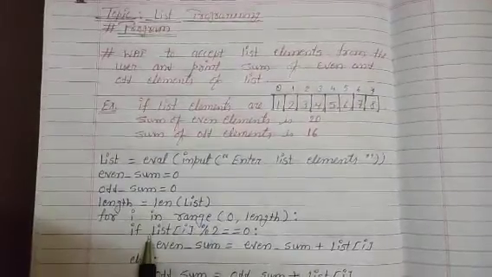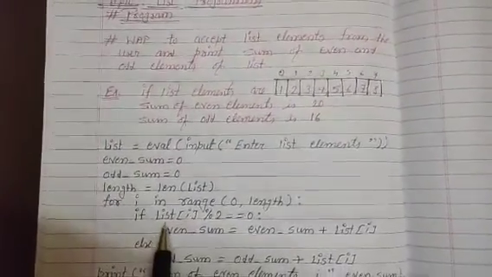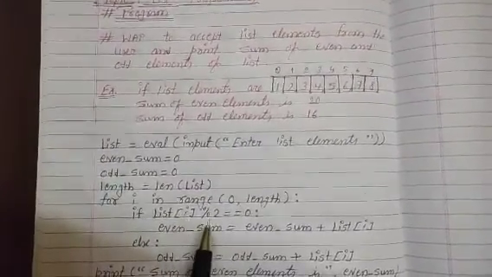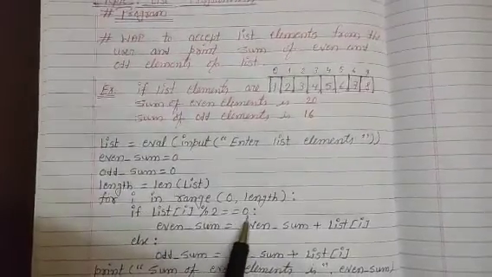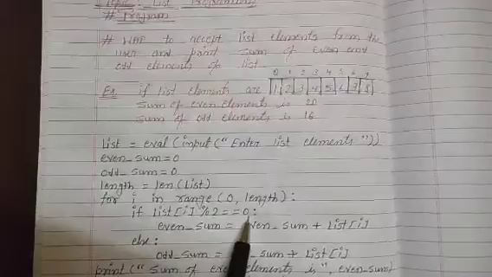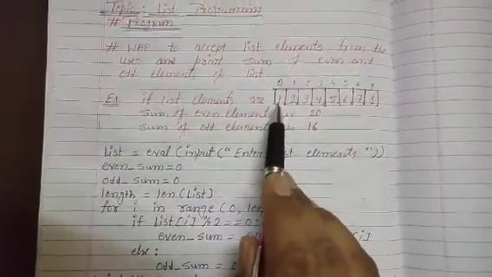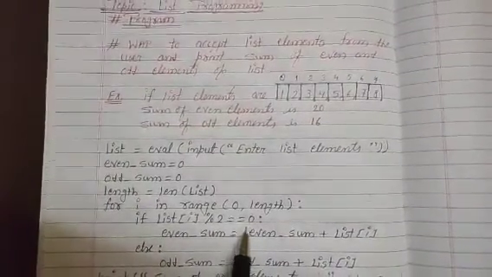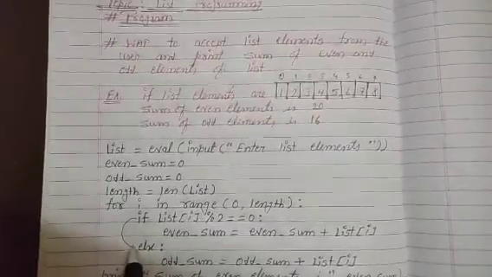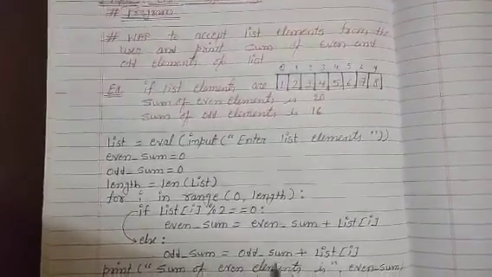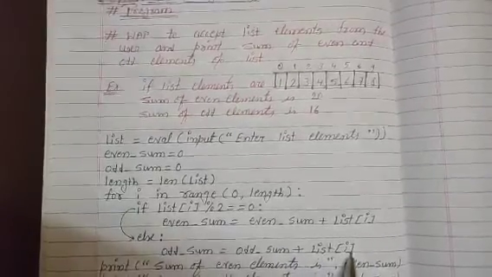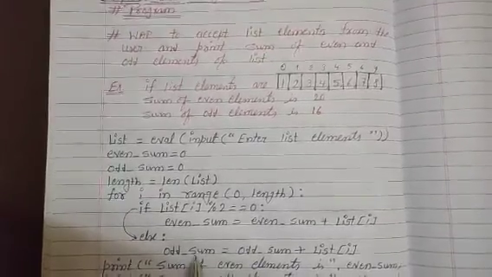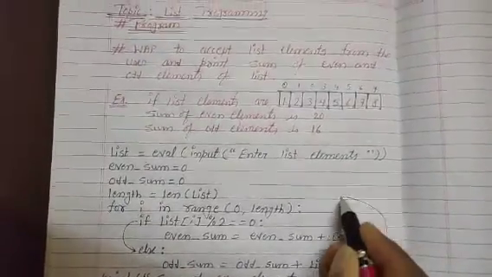Now enter inside the loop body. The condition is: if list of i, that is list of 0, the first element, is divisible by 2 and the remainder is 0, then this is an even number. So check: list of 0 is 1. 1 mod 2 equal to 0? No, the condition is false, so control transfers to the else part, and odd sum equal to odd sum plus list of i, that is 1. 0 plus 1 is 1. So 1 is assigned to odd sum. Now control transfers to the next index.